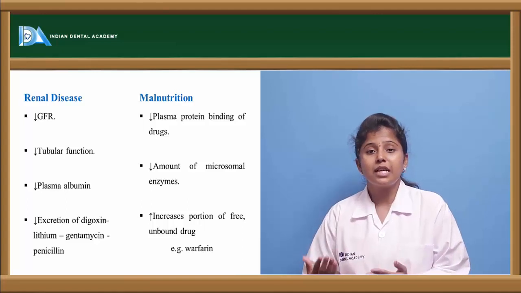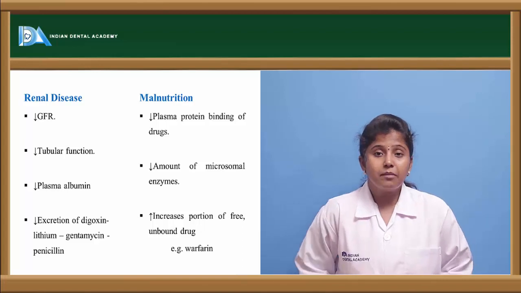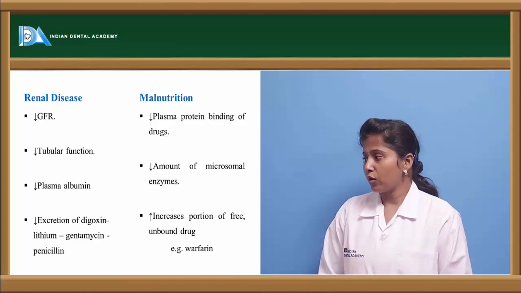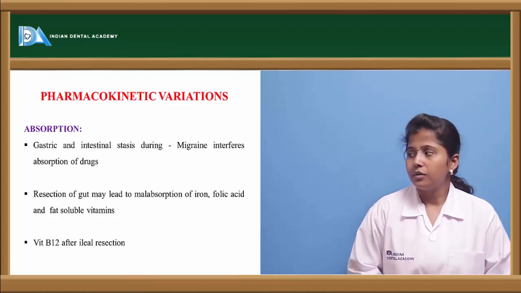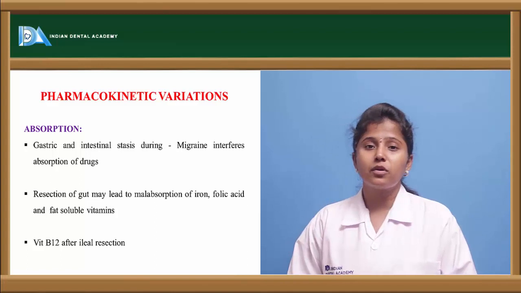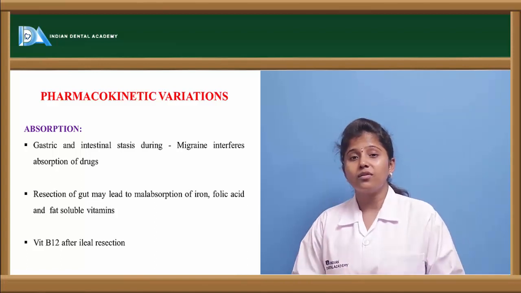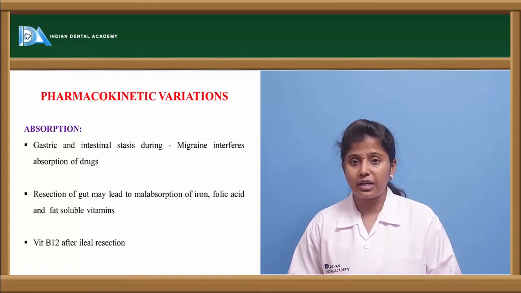So if the drug is staying in the free state, staying in the blood for a longer period of time, it shows the effect. But apart from that, it even shows the side effects also. For example, warfarin. So let us see what the pharmacokinetic variations are. How the pharmacokinetics of the drug are altered, or what pharmacokinetic variations we can see.